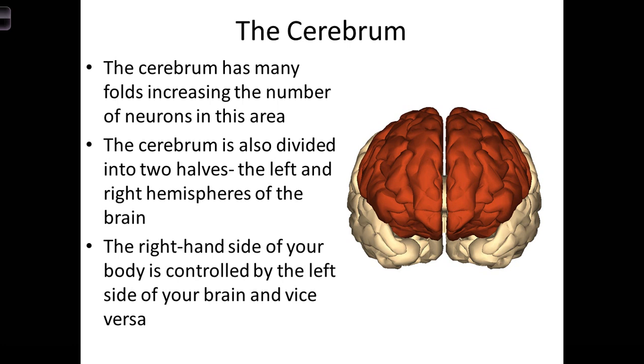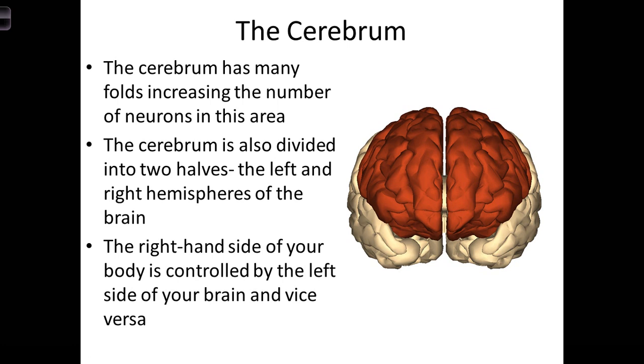So the right hand side of your brain controls the left hand side of your body, and vice versa. The wires that connect the brain up to the body actually cross over, and so it's the left side that controls the right side of the body, and it's the right side that controls the left side of the body. So this outer layer has all these folds just to increase the surface area.